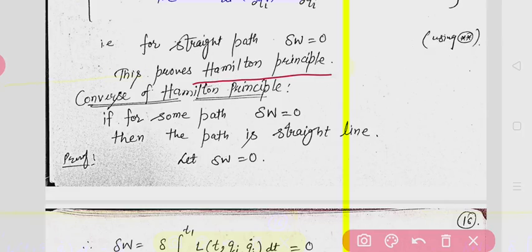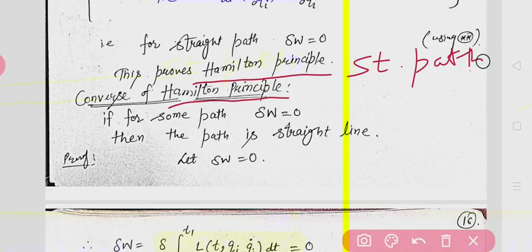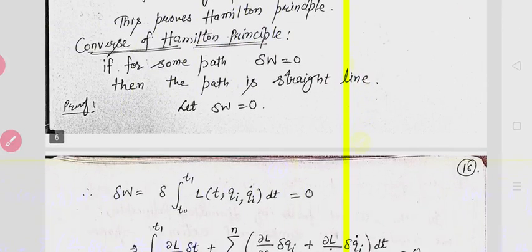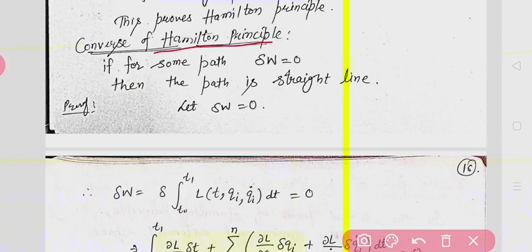Now if you take the converse of the Hamilton principle, what will be the converse? The converse means when the state path is given, you have to prove that delta of W equals 0. But in the converse part, if delta W equals 0, you have to prove that the path will be the state path. So I take the converse of the Hamilton principle. For some path, if delta of W equals 0, you have to show that that path is nothing but the state path. You have to prove this one.